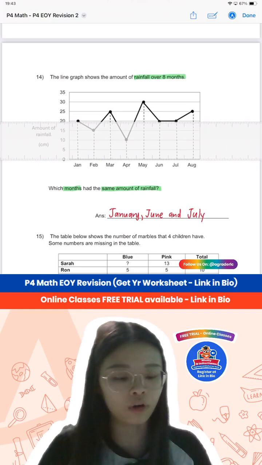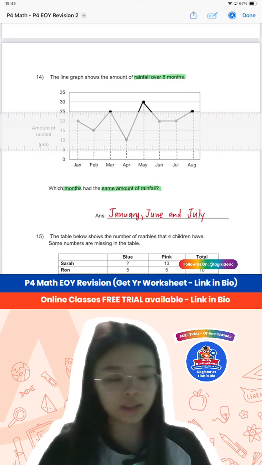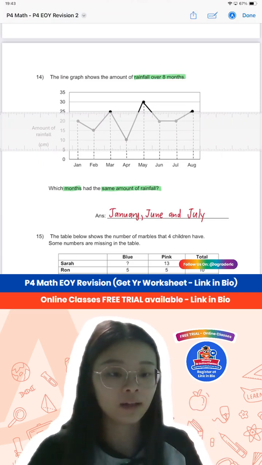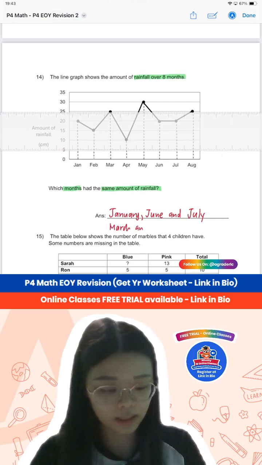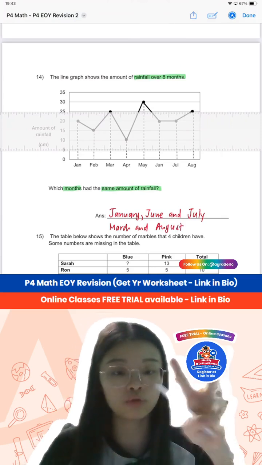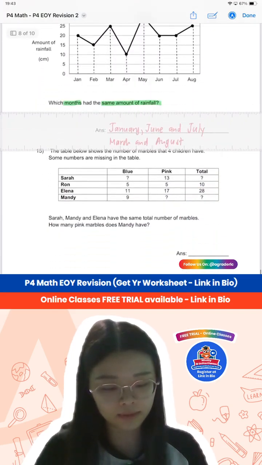But here you can actually see there are 2 more months that have the same amount of rainfall. If you look up here, for 25 centimeters, there's also March and August. So March and August. So there's actually two answers. If you already attempted it, both answers are accepted.